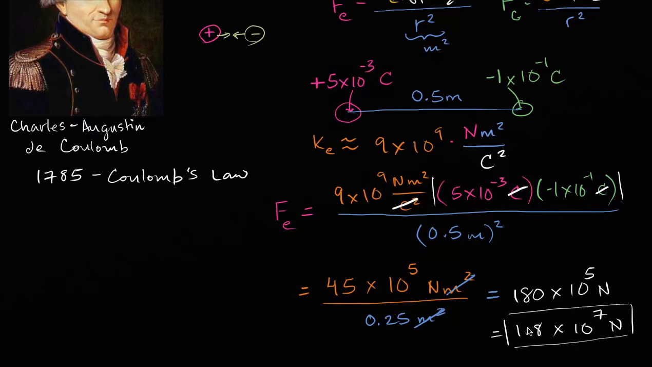And the next thing we have to think about, well, if we want not just the magnitude, we also want the direction. Well, they're different charges, so this is going to be an attractive force. This is going to be an attractive force on each of them, acting at 1.8 times 10 to the 7th newtons. If they were the same charge, it would be a repulsive force, or they would repel each other with this force. But we're done.